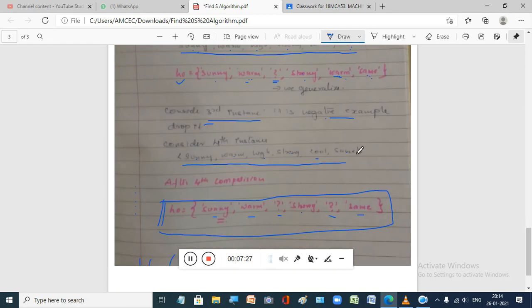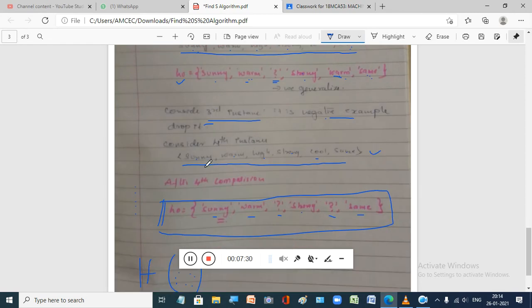This is your fourth instance. Now compare this with your previously generated hypothesis. Sunny and sunny match, so sunny comes as it is. Next, warm and warm match. Then high and question mark: high and question mark do not match, so we generalize this to a question mark here. Then strong and strong match. Cool and warm do not match, so we replace it with a generalized hypothesis, a question mark. The last attribute, same and same: since both match, you retain same.